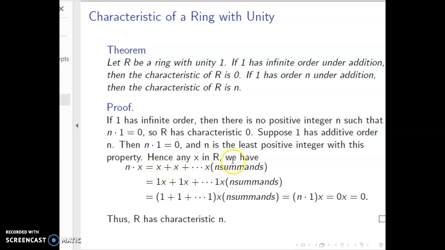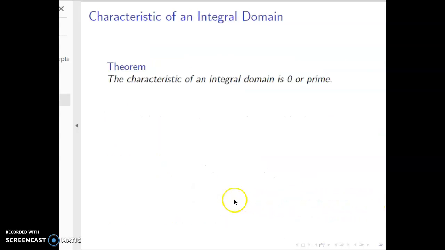Hence for any x in R, we have n into x is equal to x plus x plus x, n times, which I can write as 1 into x plus 1 into x plus 1 into x, n times, which I can again write as 1 plus 1 plus 1 plus 1, n times, into x. So that is equal to n into 1, into x, and n into 1 we said is 0. So 0 into x is equal to 0. Thus R has characteristic n.